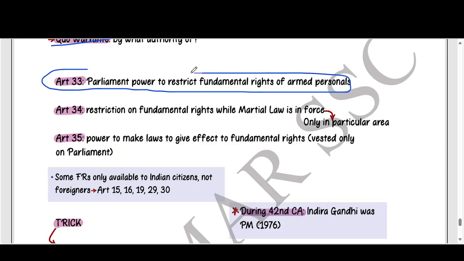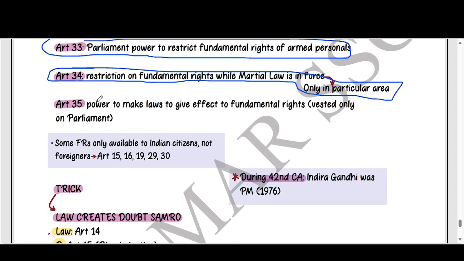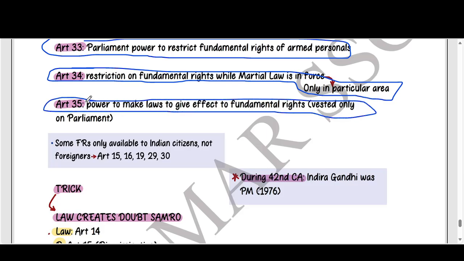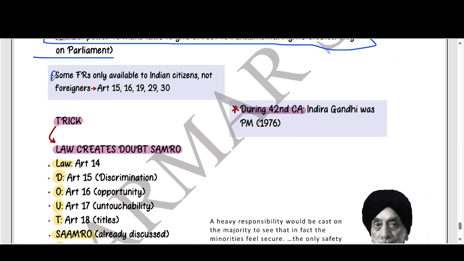Article 33: Parliament's power to restrict the fundamental rights of armed personnel. Article 34: restriction of fundamental rights while martial law is enforced, only in particular areas. Article 35: power to make laws to give effect to fundamental rights is vested only in Parliament. Some fundamental rights are available only to Indian citizens, not foreigners: Articles 15, 16, 19, 29, 30.